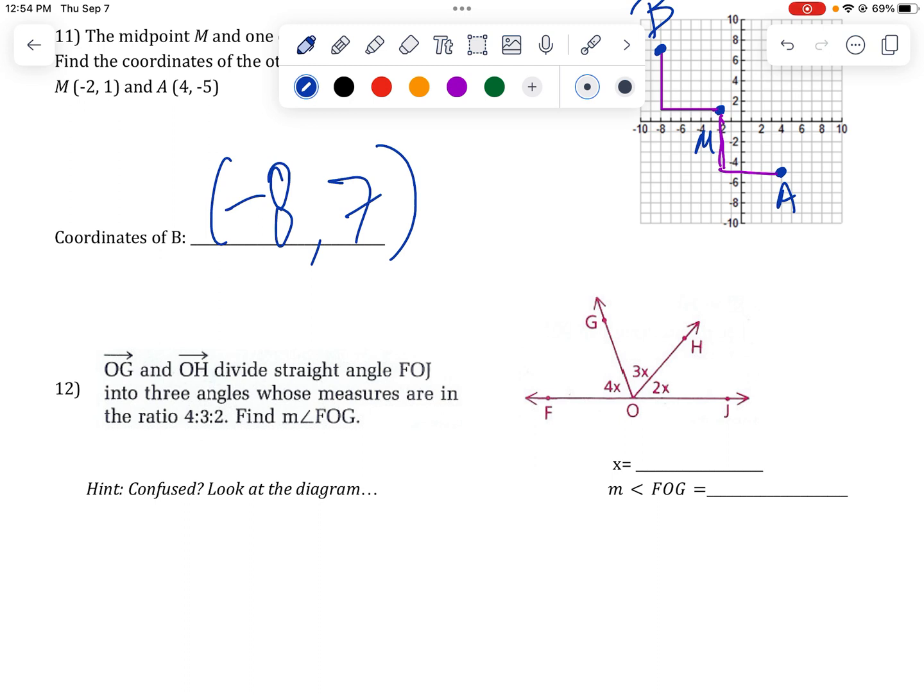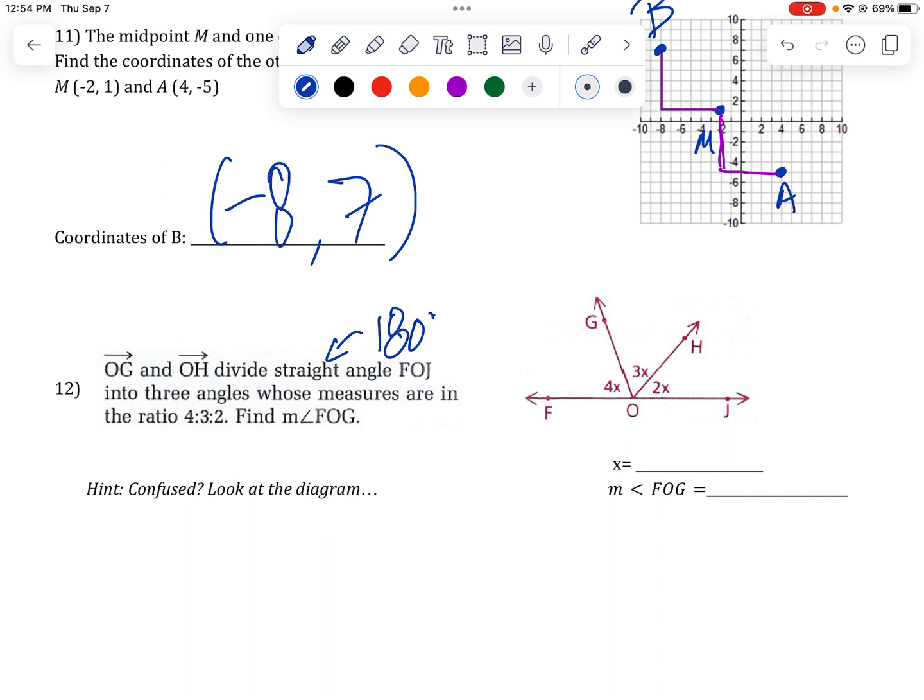Okay, OG and OH divide a straight angle. Remember, straight angle means 180 degrees. Into 3 angles whose measures are in a ratio of 4 to 3 to 2. Okay, ratios. This will come up a lot in this class. You may see ratio of angles, you may see ratio of sides, areas, other things. Okay, don't be scared of them.